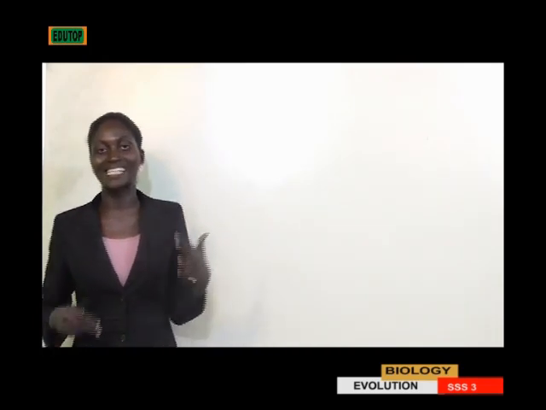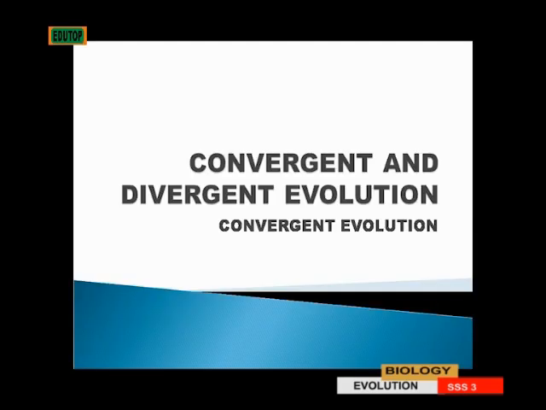By the time you bring them together, they may not be able to produce viable offspring. That is, their offspring may not be fertile again, and that means they are not the same species. They have now been classified as another species entirely. I will now be talking about convergent and divergent evolution.